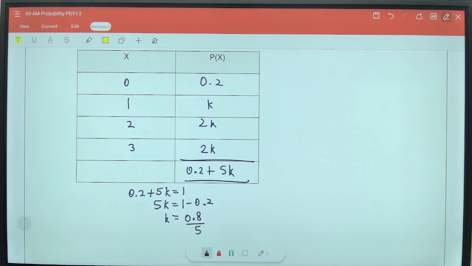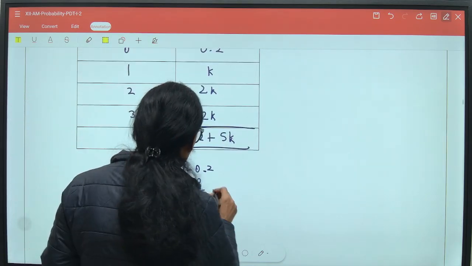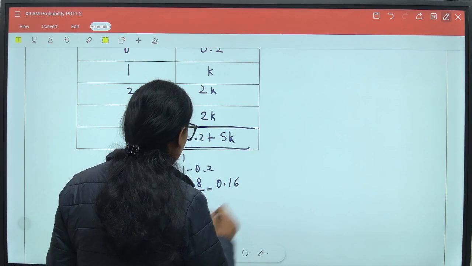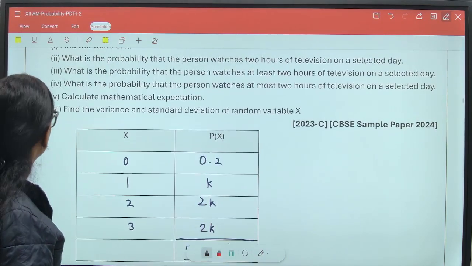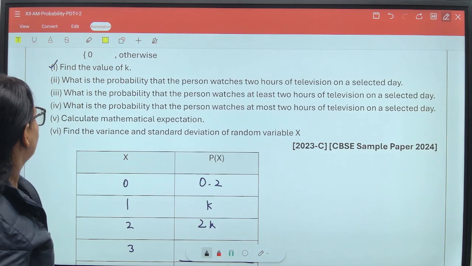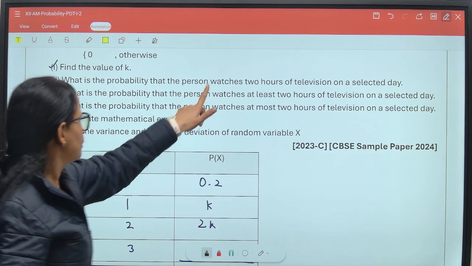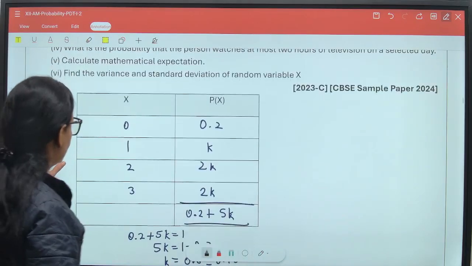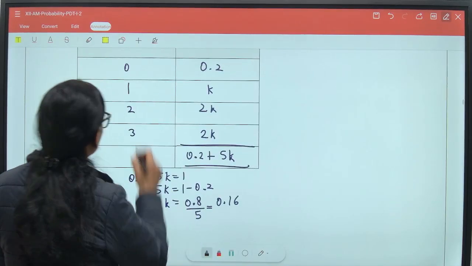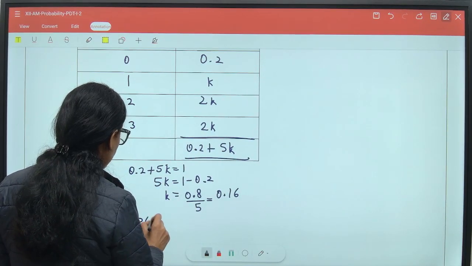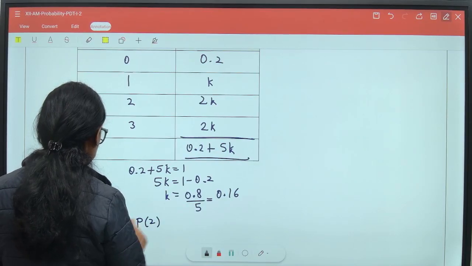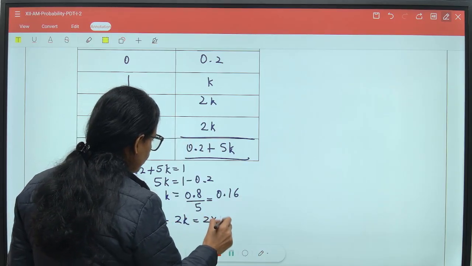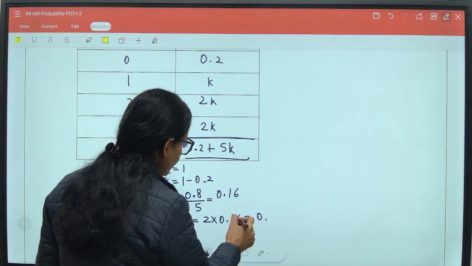You can take it as a fraction or a decimal. 5 ones are 5, 5 6s are 30, 0.16. So the value of k comes out to be 0.16. The first part was to find the value of k. The second part is: what is the probability that the person watches 2 hours of television on a selected day? So it is exactly 2 hours. That means you need to find the probability of 2. This is going to be 2k, that means 2 into 0.16, which comes out to be 0.32.